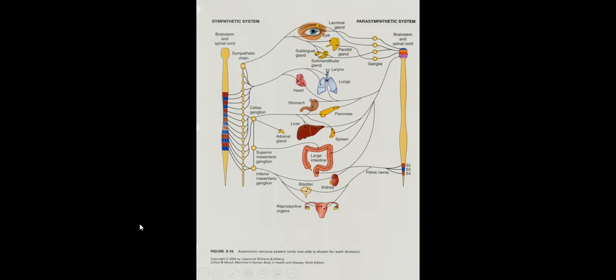Reproductive system. It's part of the reproductive. What is this organ right here called? What is this? The uterus. Uterus. So the uterus.